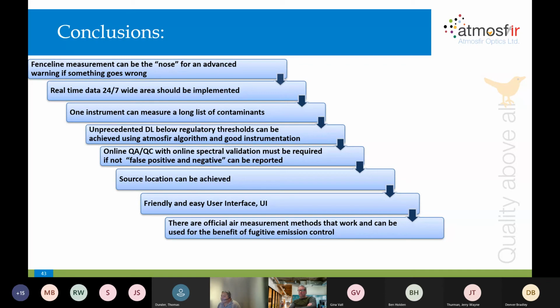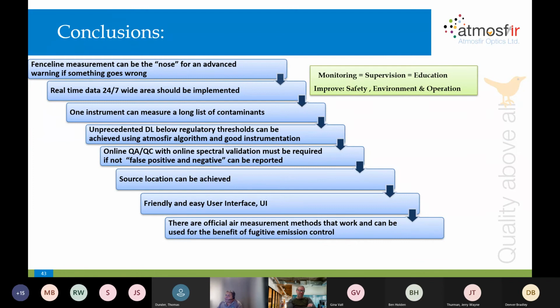Yeah, we talk about satellite, we talk about a lot of OGI cameras, PTR-MS, cavity ring-down instrumentation, but they are not official methods. You can go to an official method and implement it as a fugitive emission control. Monitoring, meaning supervision and education of your employees, and that for sure, what we saw in all our installations, improves safety.